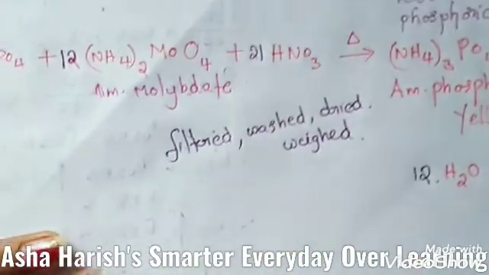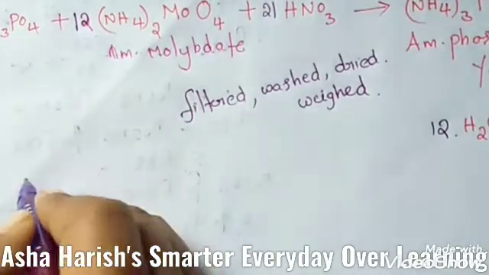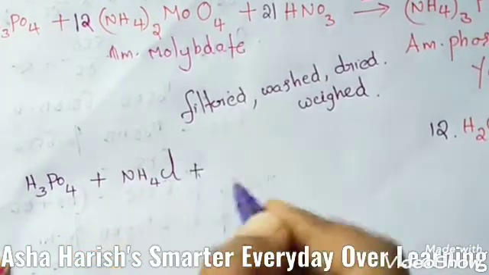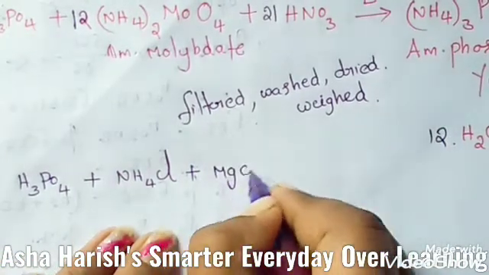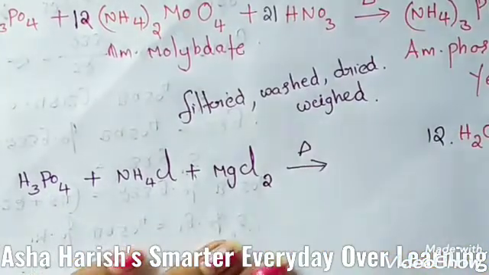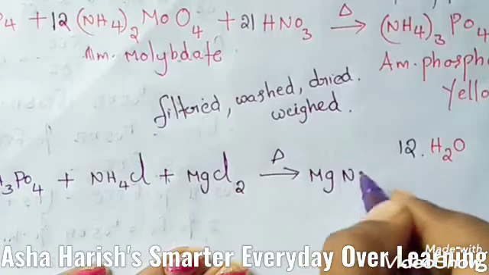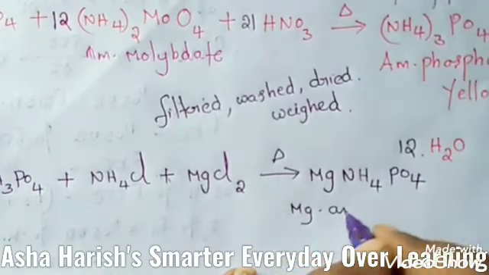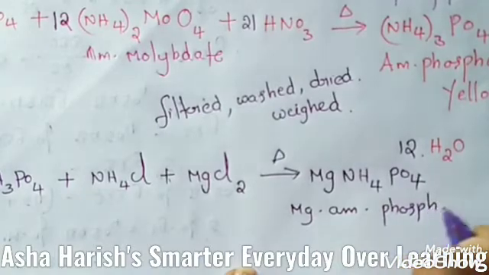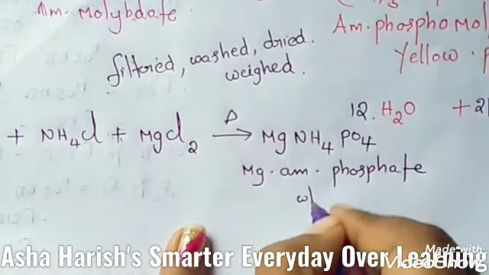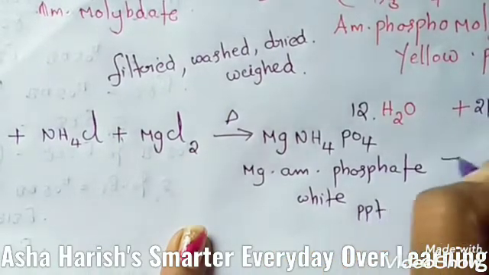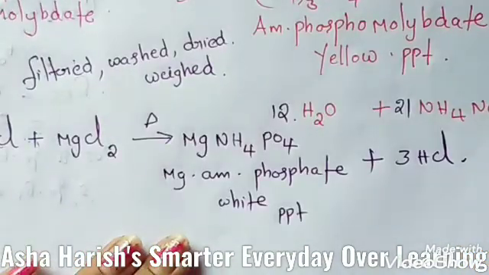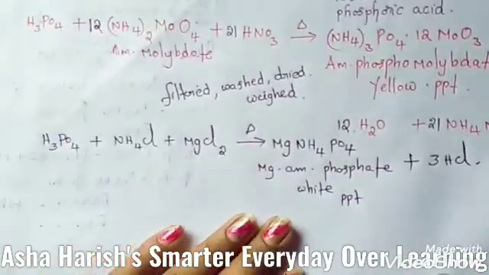Let's see this equation. To this phosphoric acid H3PO4, if you add ammonium chloride NH4Cl plus magnesium chloride MgCl2, if you heat this entire mixture, then students, in the product side MgNH4PO4, the name of this compound is magnesium ammonium phosphate. Magnesium ammonium phosphate, this is a white colored precipitate, white PPT, and along with this 3 moles of HCl also will be formed here, 3 moles of HCl. This is the chemical equation.